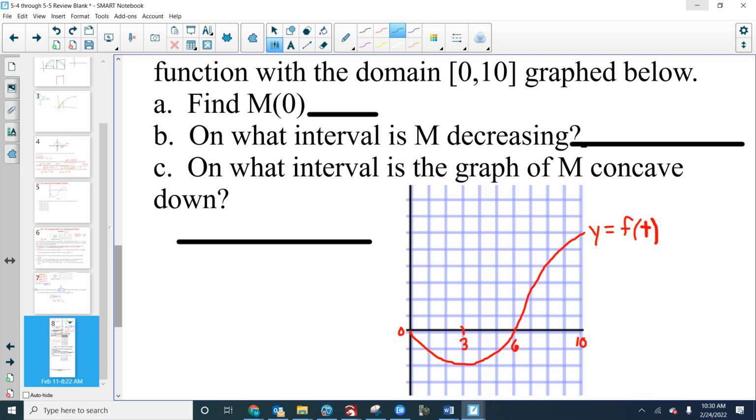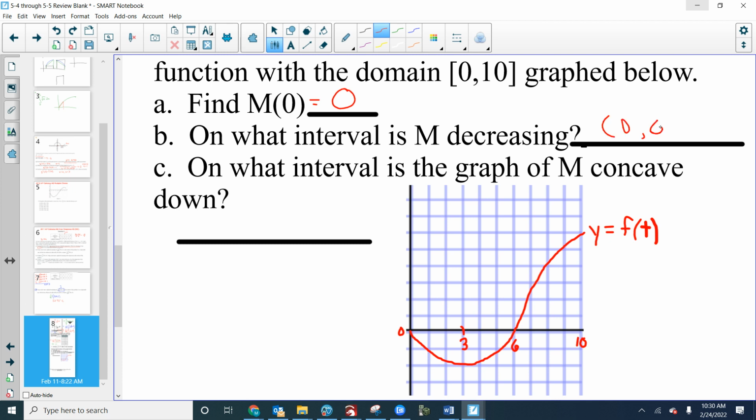All right. Who wants to take the easy road out and do the first part? Who's got A? Cole. 0. You guys agree? Yeah. On what interval is M decreasing? M decreasing. Madison. 0 to 6. And why?